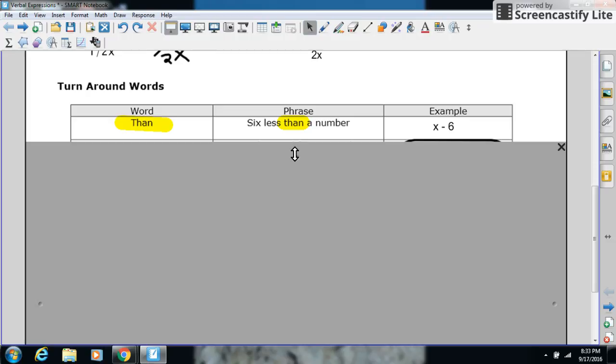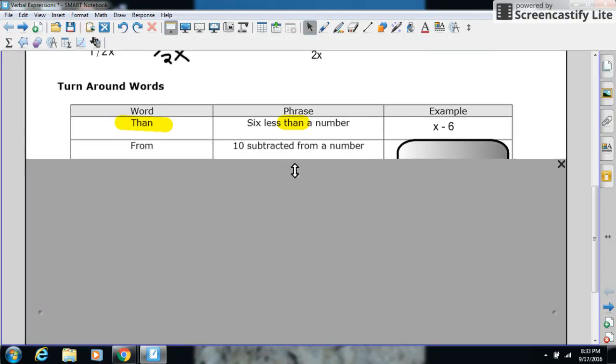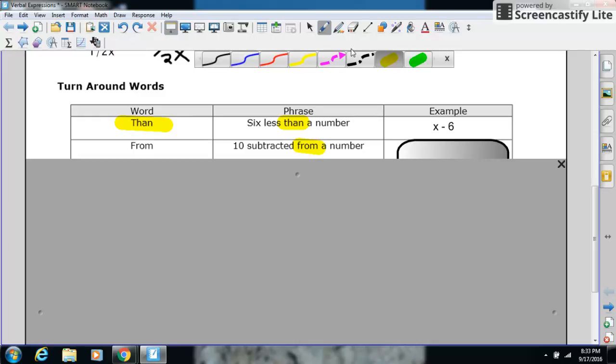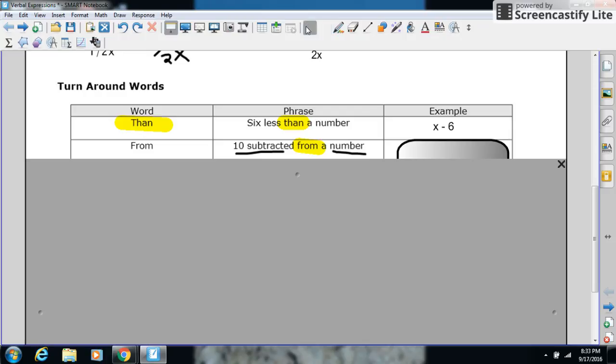Make sure you write that down. The word from is another turnaround word, subtracted from a number. If you think about it with the English, if you subtracted from something, the number is going to come first. So 10 subtracted from a number. The number is going to be first because it's a turnaround word. So it would be x minus 10.